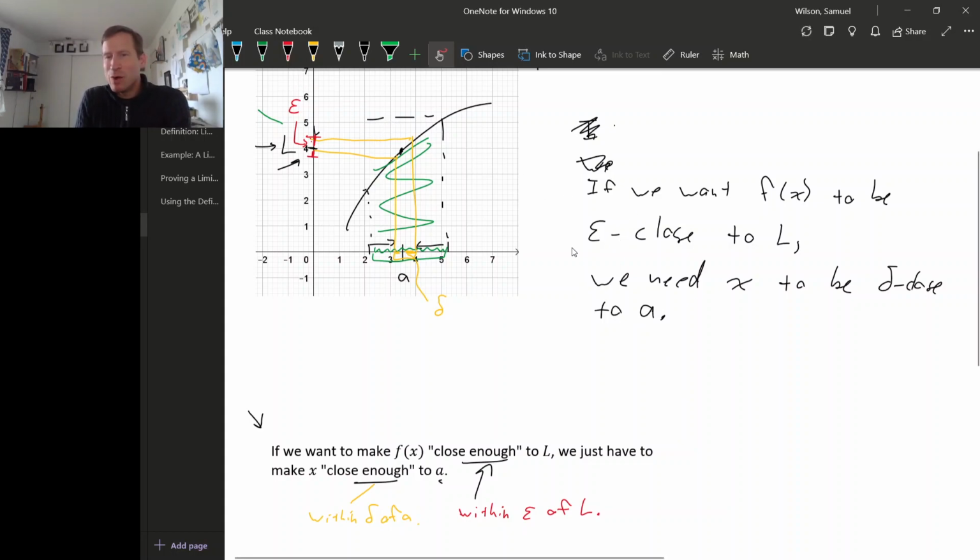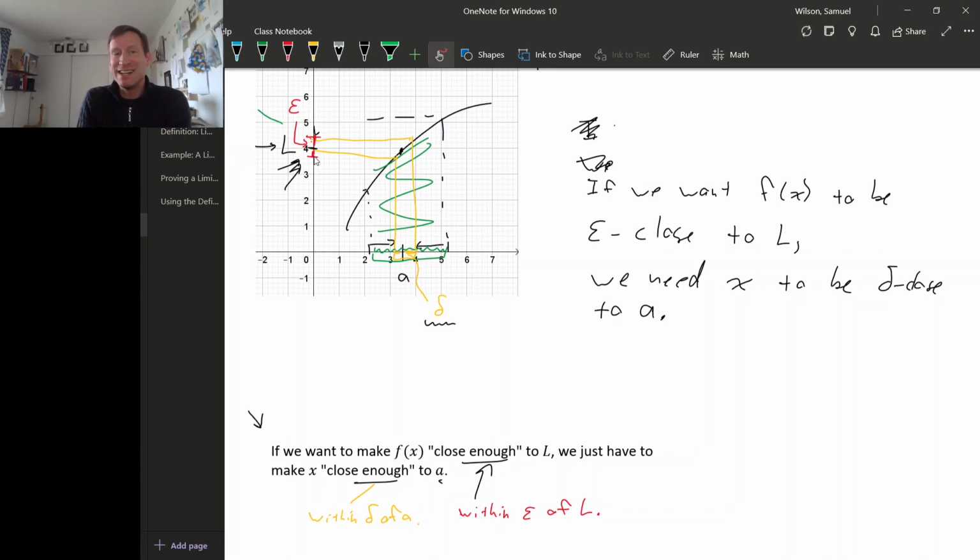but what we really mean is, right, so we've drawn this picture for a certain value of epsilon, but really we want to be able to come up with a value of delta that works no matter how small epsilon is, right?